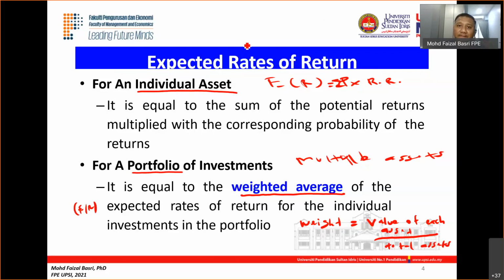Just for the sake of explanation, let's say I have 100,000 ringgit, and this 100,000 will be divided into 2 investments, for example, stock A and stock B.